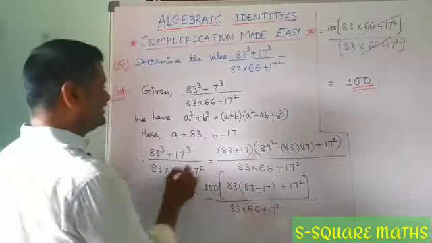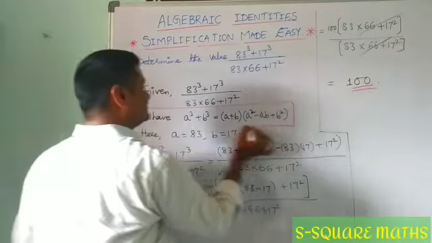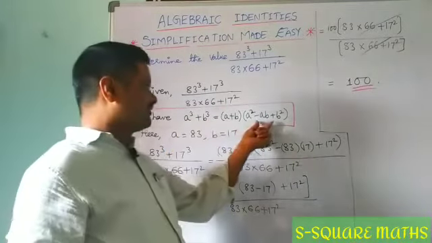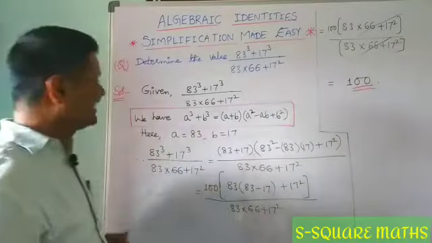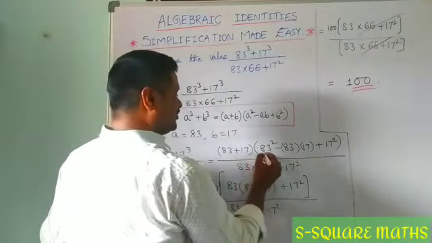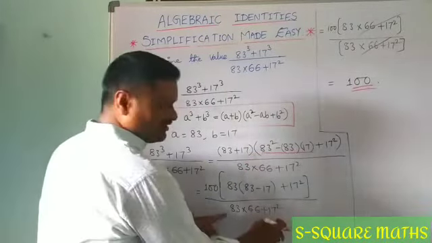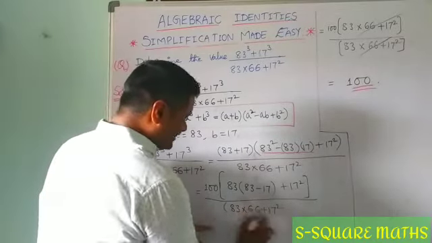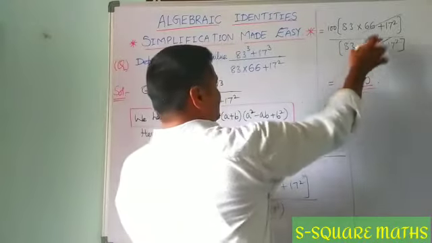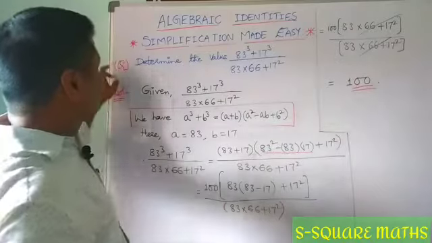What we have done here: we applied a cubed plus b cubed as (a plus b) into (a squared minus ab plus b squared), our algebraic identity. Next, we simplified the numerator, took the common term to get the same as the denominator, and later the same term was cancelled. After subtraction and simplification, the leftover is 100. So this is the problem.